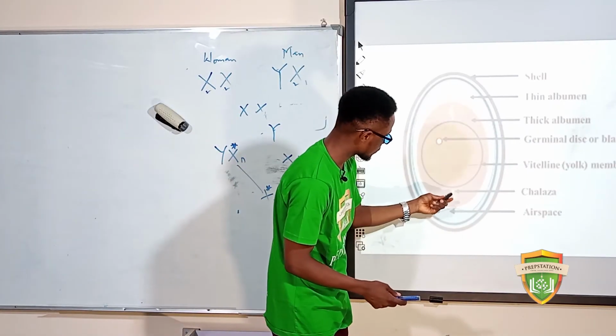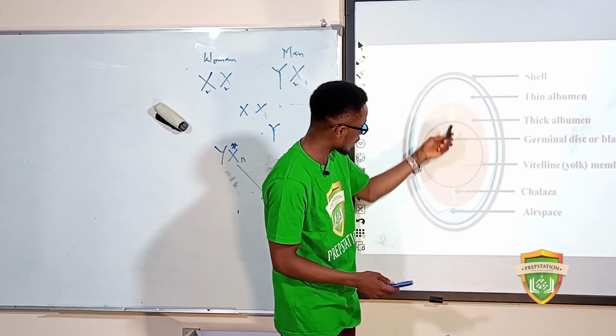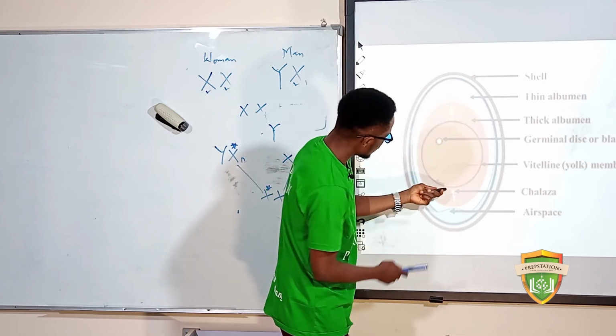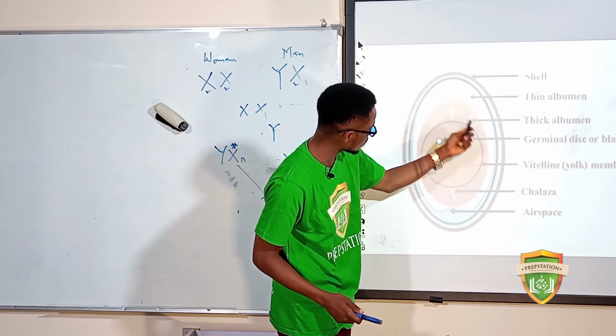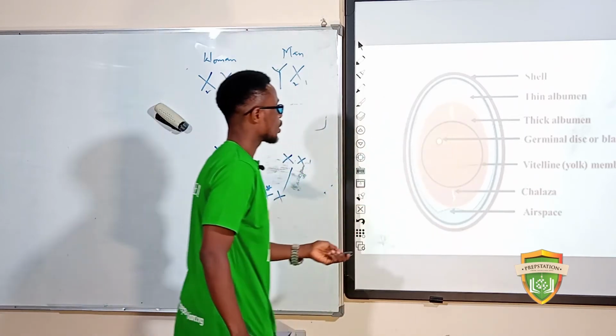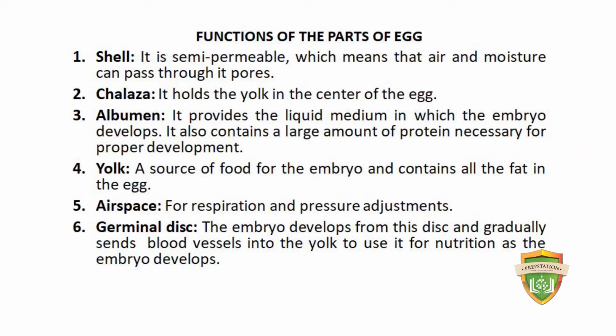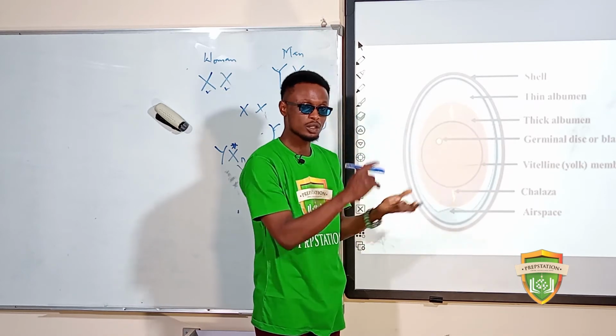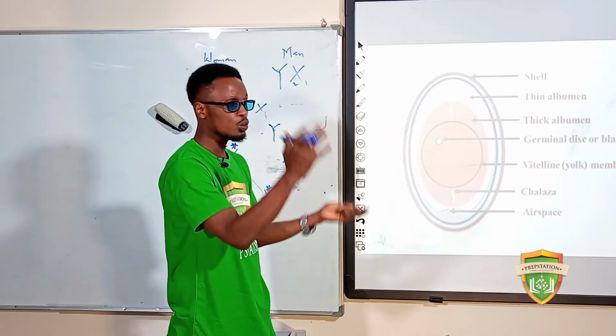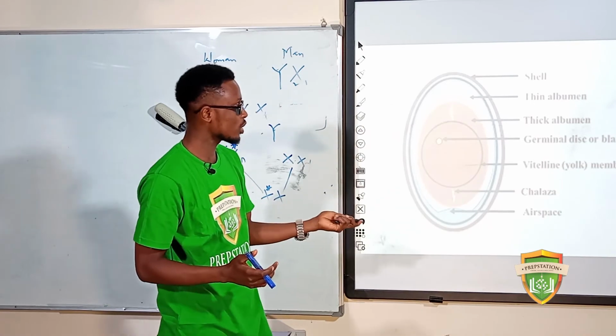The next one is chalazon. This is the chalazon. If you see this chalazon, it is from here to this point, from here to this point, and this is the yolk. The chalazon holds the yolk in the center of the egg. See, this is the yolk, and this is the chalazon holding the yolk in position. So the yolk will not just be moving.